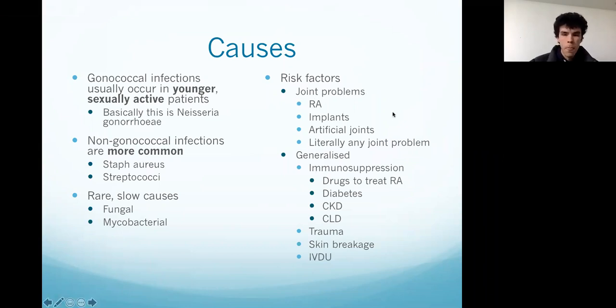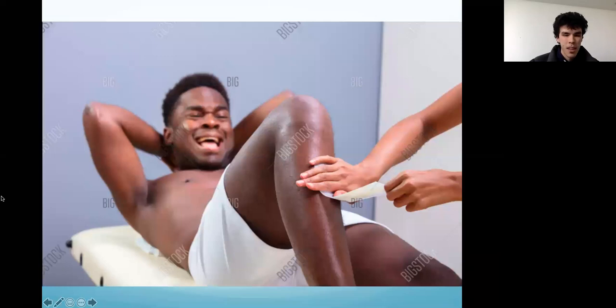Same idea for joints. Outside of the joints themselves, anything that immunosuppresses you, including drugs that you might have used for something else, diabetes, CKD or CLD, so chronic kidney and liver disease, can all increase your risk. Also any recent trauma or skin breakage, and IV drug use, which increases the risk of really any bloodborne infection.